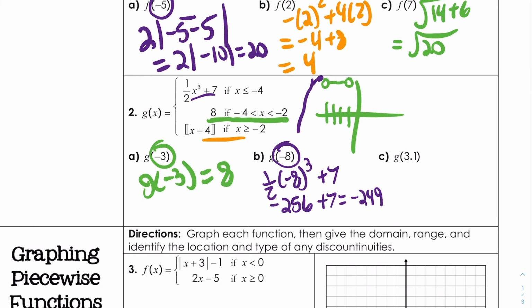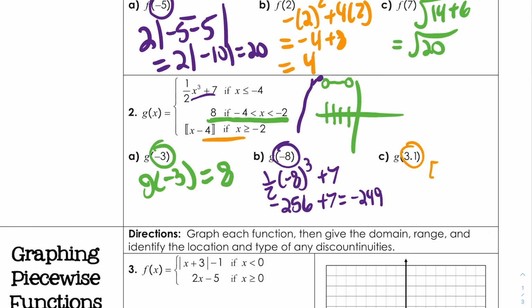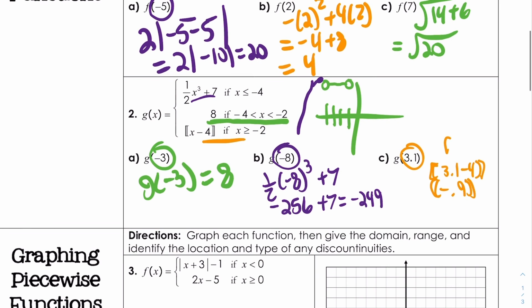For the 3.1, this is greater than negative 2, so I'll use the last part of the function. This weird symbol, and then plug in 3.1 minus 4, then the weird symbol. Subtract them, it's a negative 0.9. And what the symbol means is round it to the nearest integer. So when we round the negative 0.9, it'll round to negative 1. And that's the end of that one.